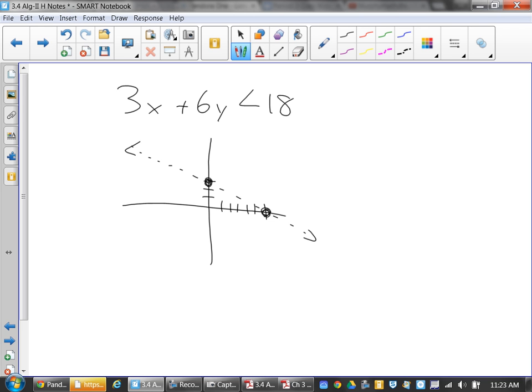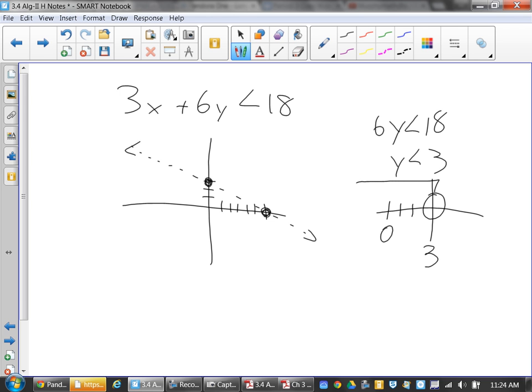Remember when you did this, and you'd say 6y is less than 18, y is less than 3. We plot it on the grid, you put 3 here, here's 0, and it's going that way. Oh, the open circle. If it was less than or equal to, it would be solid. Same exact idea.